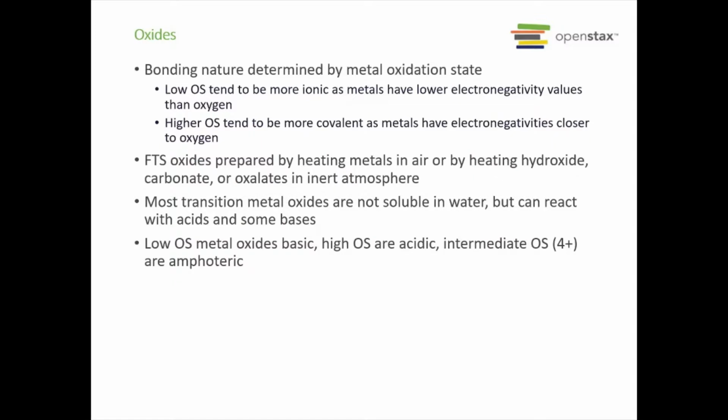Oxides. So the bonding nature to make an oxide is actually going to be determined by the metal's oxidation state. When you have a lower oxidation state in your metal ion, you're going to have a more ionic bond because the metals have a lower electronegativity value than oxygen. But when you're at a higher oxidation state, this is going to be a more covalent bond because the electronegativities are closer to oxygen, so you're more likely to have sharing of electrons. Our first transition series oxides can be prepared by heating them in air or by heating their hydroxide, their carbonate, or their oxalate in an inert atmosphere.